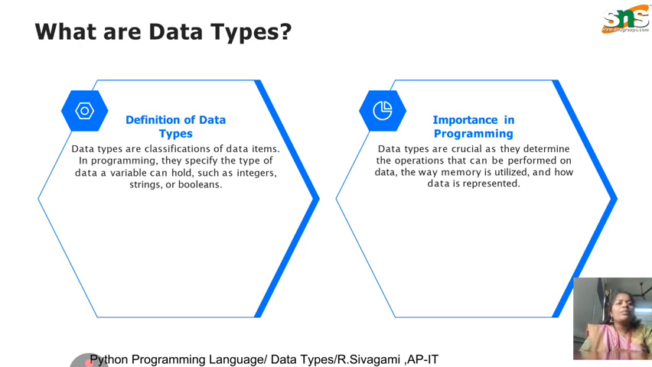In a program, we specify the types of data a variable can hold, such as integer, string, floating point, or boolean. These are all the types of data types. And then, the importance in programming.